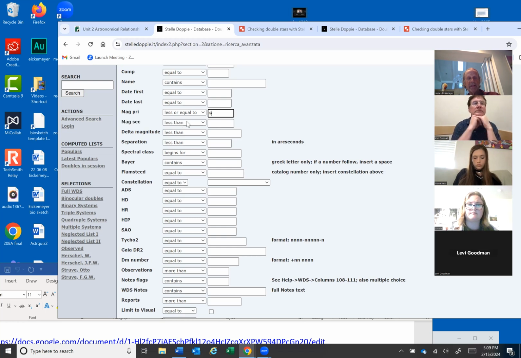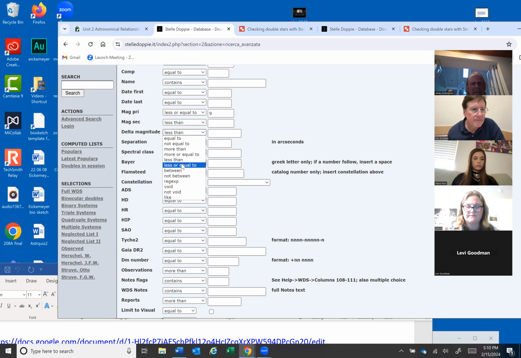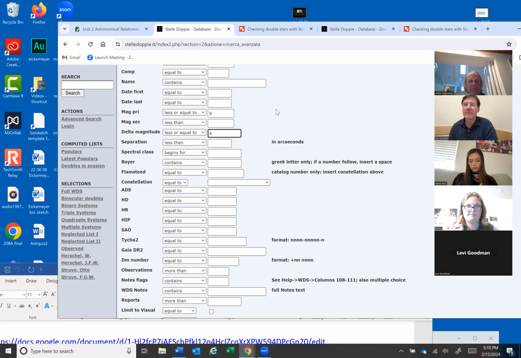Now, we don't need to put in the magnitude of the secondary, but we can do a delta magnitude here. Let's make it less than or equal to 4. Okay, so in other words, the difference in magnitude could be 3, it could be 2, it could be 1, or it could be 4. Less than or equal to. So that's what we want for that one.